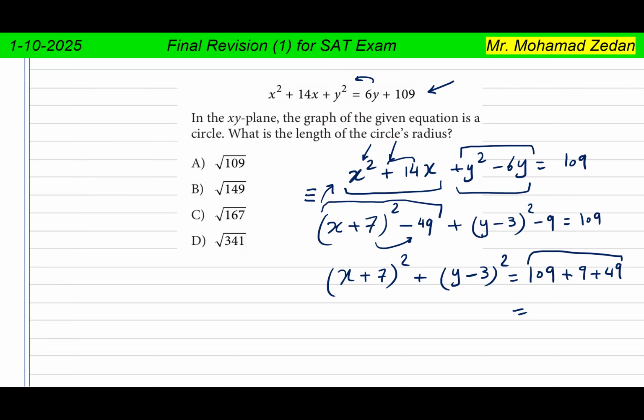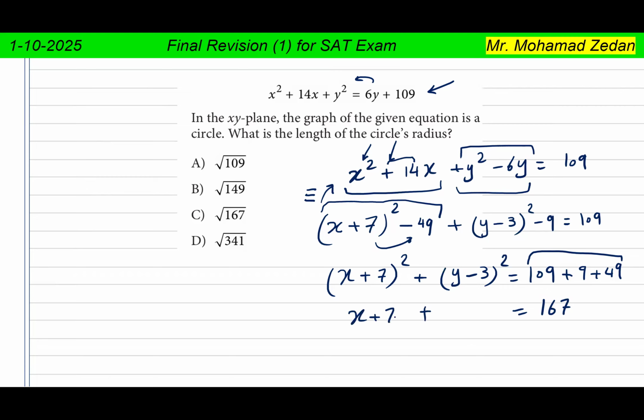Be careful. This is the simple way to make a complete square. I know this is not the official one, but it's a good shortcut. It's valid, it's correct, for all questions. So you have 167 here, and this is a complete square.